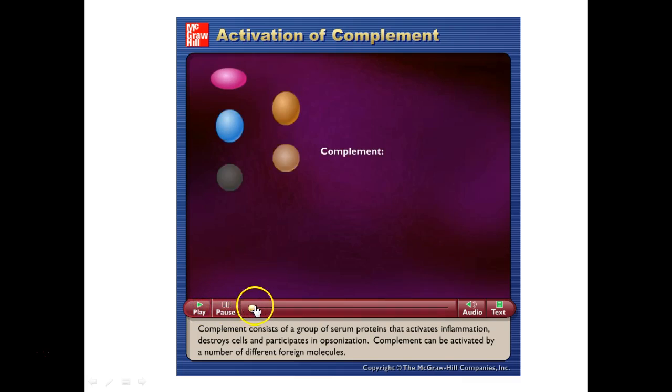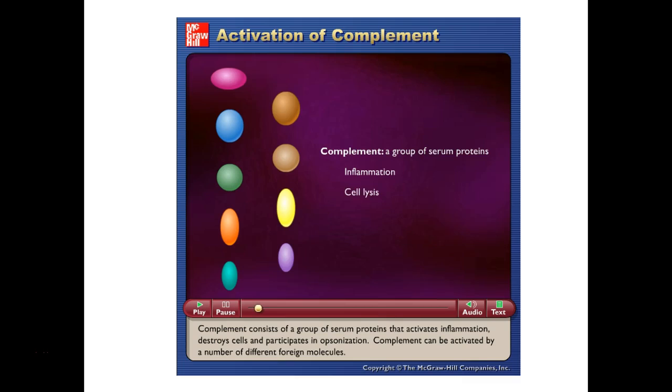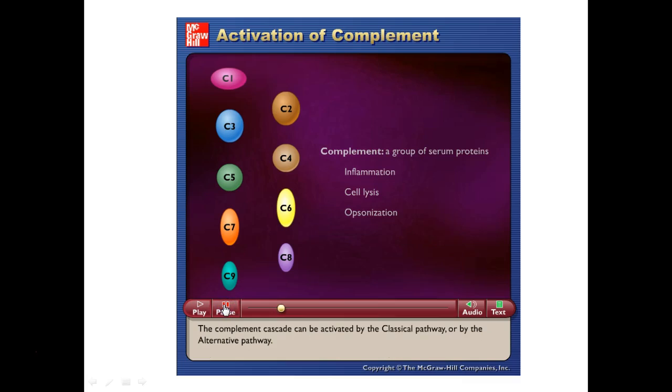Complement. Okay. Actually, I'll just pause it when I get to the point where I want to talk. So, let's do that. Complement consists of a group of serum proteins that activates inflammation, destroys cells, and participates in opsonization. Complement can be activated by a number of different foreign molecules. The complement proteins respond in a sequential manner, producing a cascade of reactions. The major components are C1 through C9, named in the order that they were discovered, not in the order in which they function. Right, so C stands for complement, and then there's the number associated with that protein.